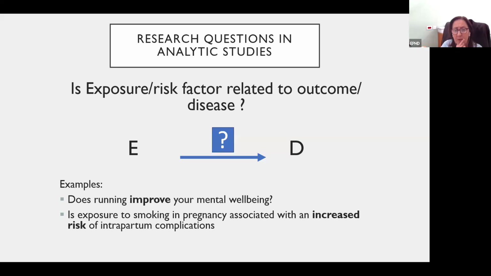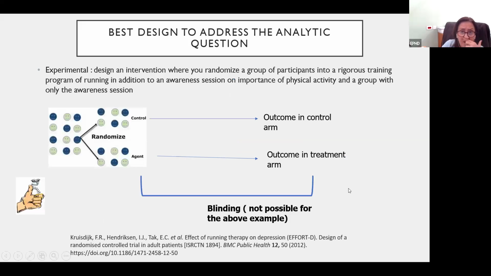This kind of question that looks at improve, increase, risk, decline is best addressed longitudinally. So it means that we want to follow up people to determine the outcome starting from the exposure. Of course, always the best design to address the analytic question is an RCT, a randomized controlled trial. It doesn't have to be clinical, but a randomized trial, such as this one.